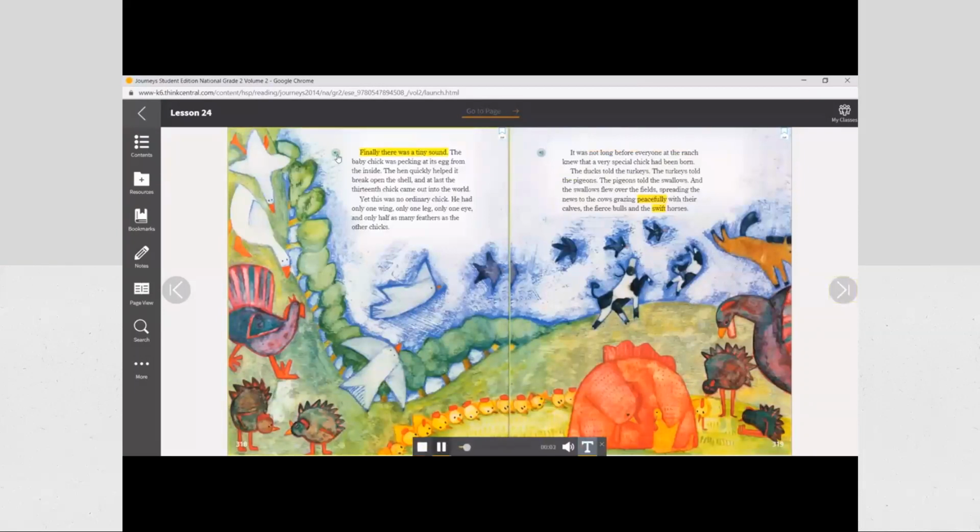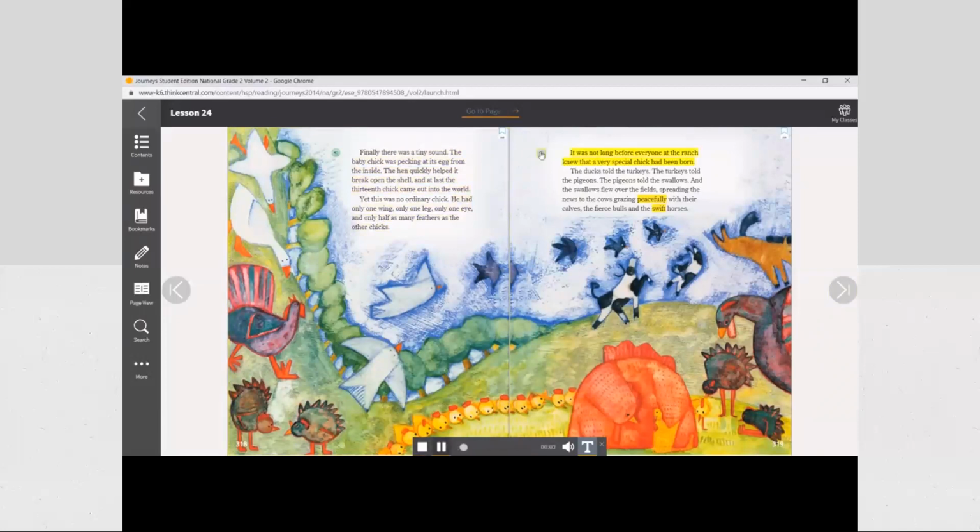A tiny sound. The baby chick was pecking at the egg from the inside. The hen quickly helped it break open the shell, and at last the 13th chick came out into the world. Yet this was no ordinary chick. He had only one wing, only one leg, only one eye, and only half as many feathers as the other chicks.